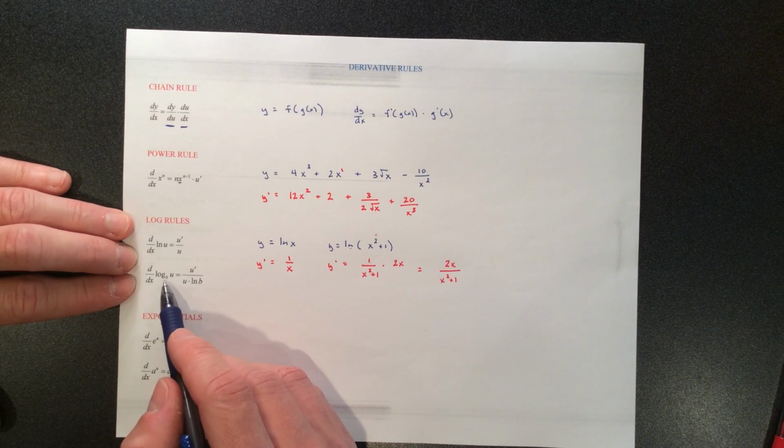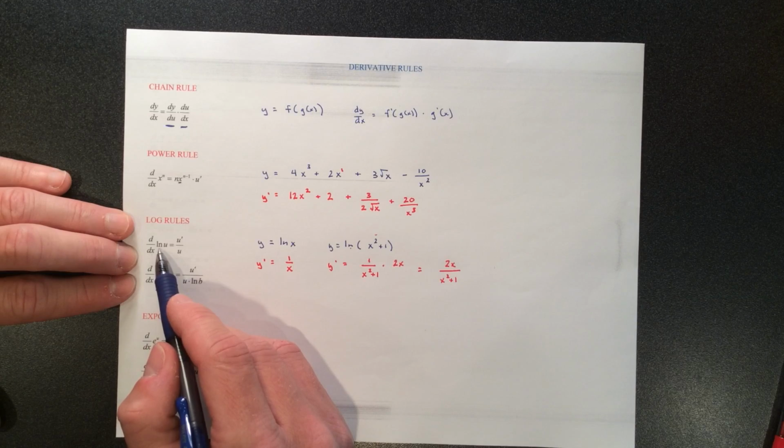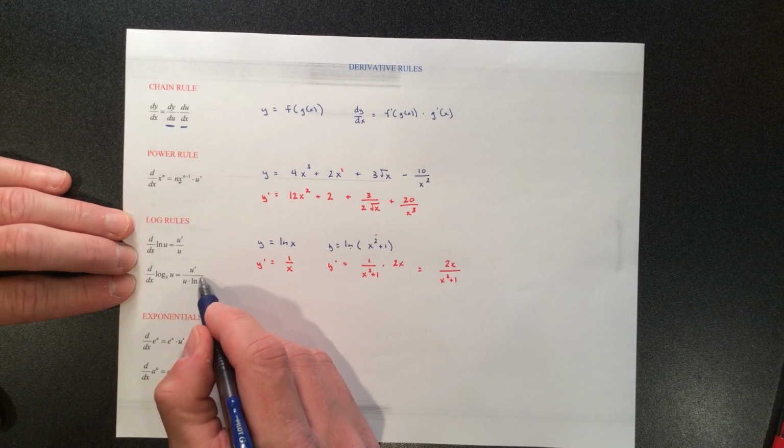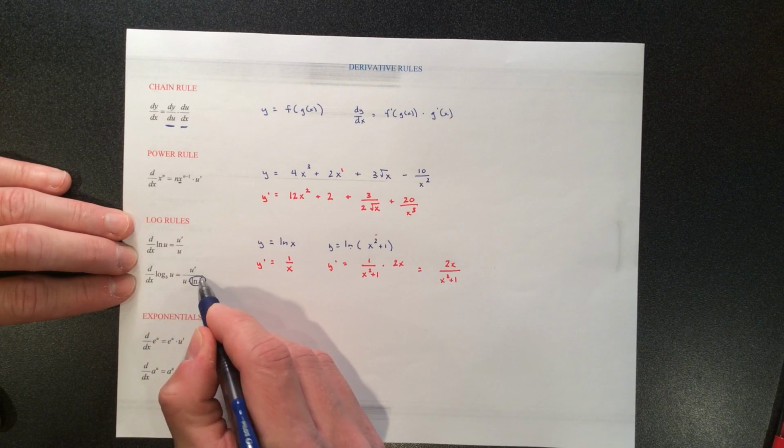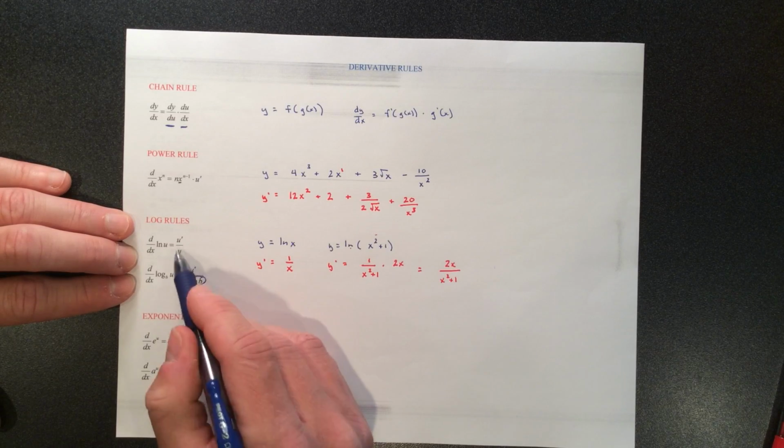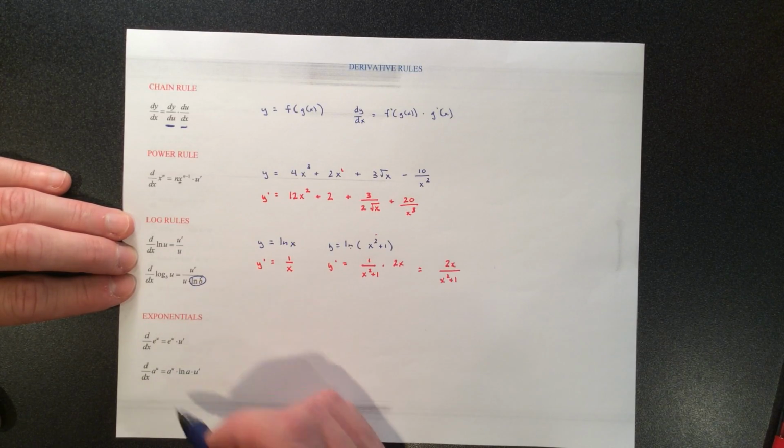This is just log base b. This is just log base e. And you think about if the base is e, then that just becomes 1, and then these two rules are identical. And that's going to be the same thing down here.